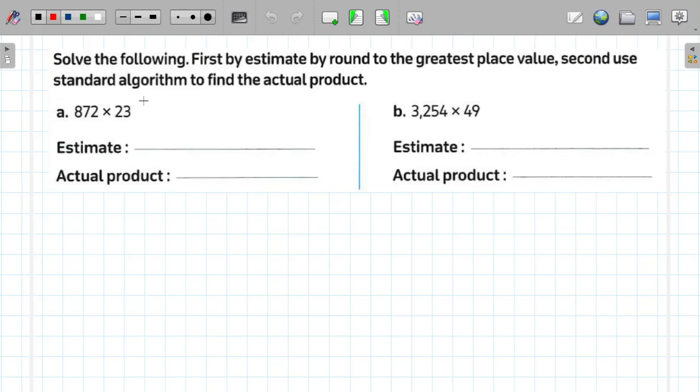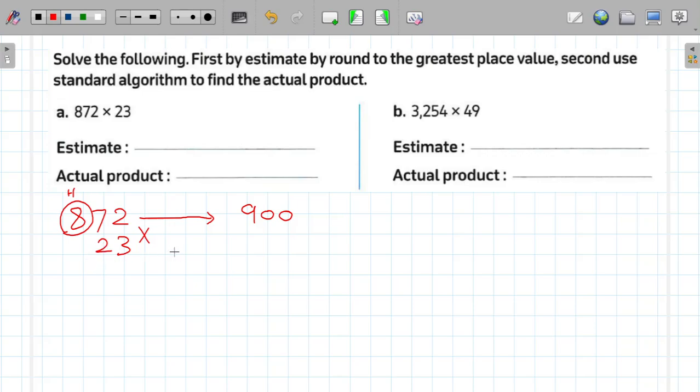Okay, so let's try these examples. I have the first one here is 872 and the second number is 23. So if I want to round the first number here, I will round it to the last digit here. So I have here hundreds. So the next digit is 7, and 7 is a weak or strong digit? It's a strong digit. So I will add 1 to 8, so it will be 9. And I have two digits here, so I have two zeros here. So it will be 900.